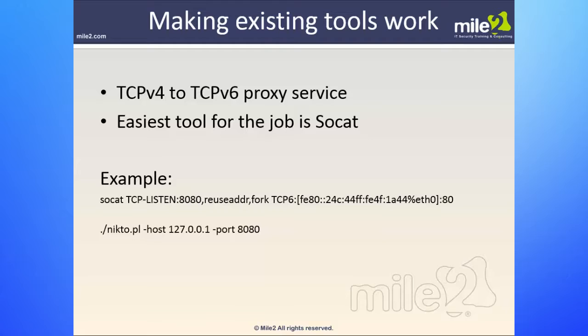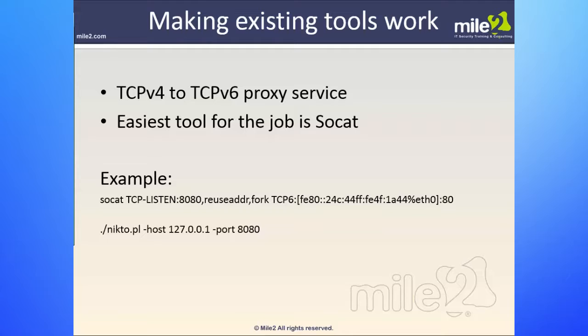So while we can add an entry to the /etc/hosts file for the IPv6 addresses we want to scan and pass on to Nikto2, however, Nikto2 is unable to process the scope ID suffix. So the solution here, as with many other tools with compatibility issues, is to use a TCP/v4 to TCP/v6 proxy service. And by far, the easiest tool for that is a tool called socat, which is also packaged with most Linux and BSD distributions.